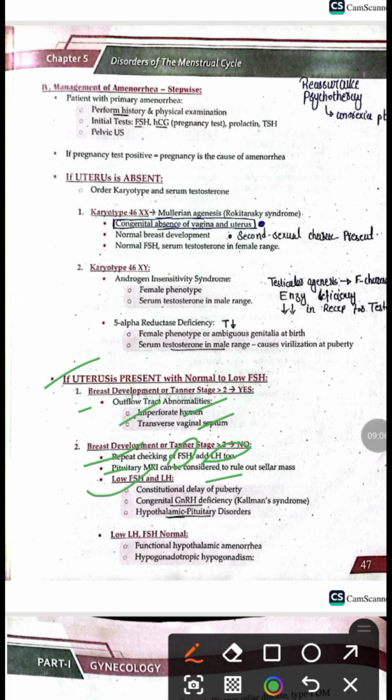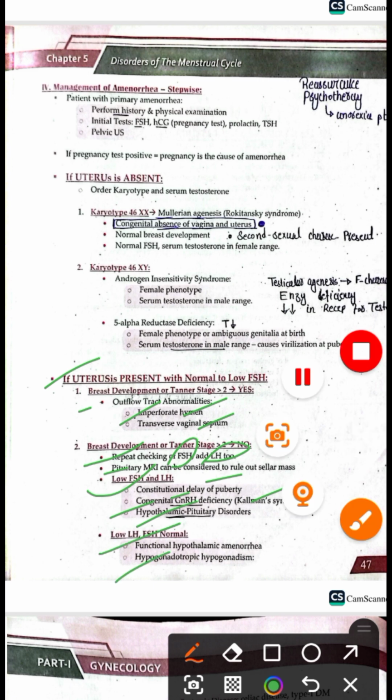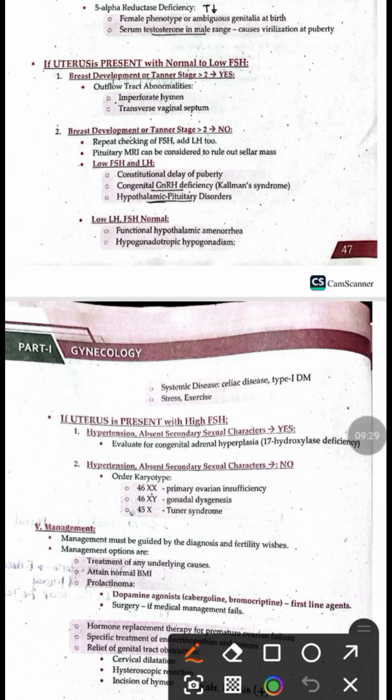If there is a low FSH and LH level, then there may be constitutional delay of puberty, or there may be congenital GnRH deficiency, which occurs in Kallmann syndrome, or there may be a hypothalamic pituitary disorder. But if we have low LH and normal FSH, it may occur in functional hypothalamic amenorrhea or hypogonadotropic hypogonadism. It may also occur in systemic diseases like celiac disease or type 1 diabetes. Similarly, it may also occur in stress or excessive exercise.